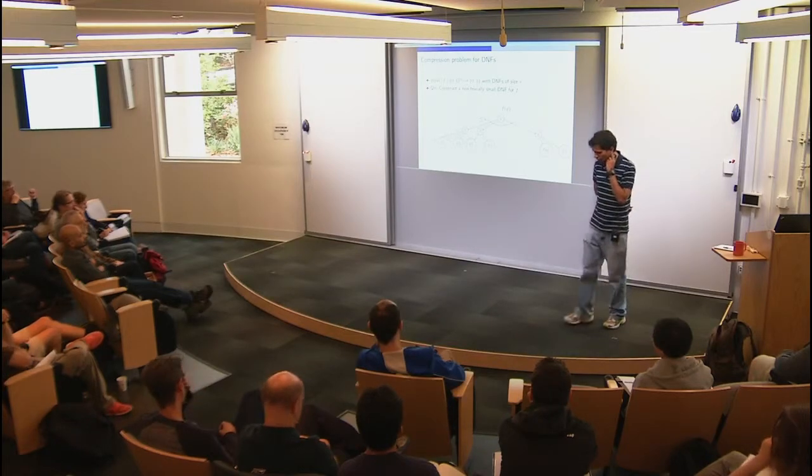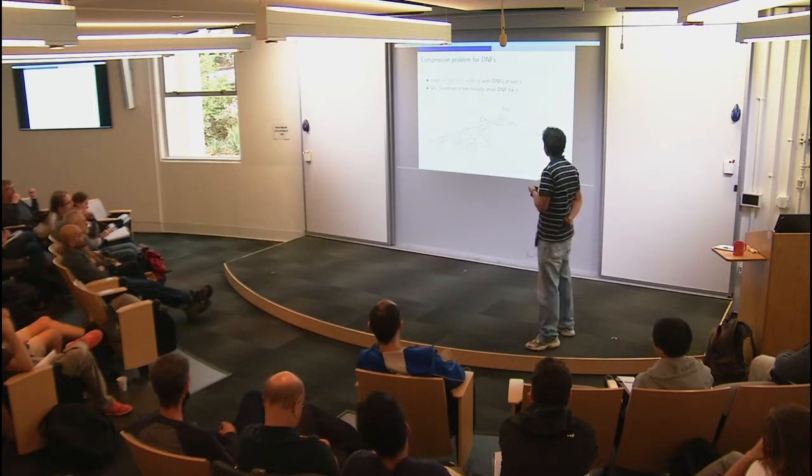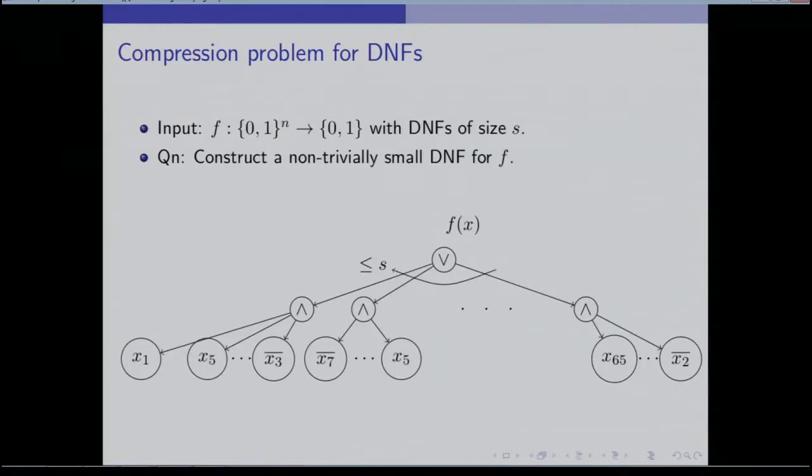Okay, so let's start off with the compression problem for DNFs. It's a very special case of AC0, just depth 2 circuits. The circuit is just an OR of terms, and each term is just an AND of literals. This is actually a very well-studied problem.